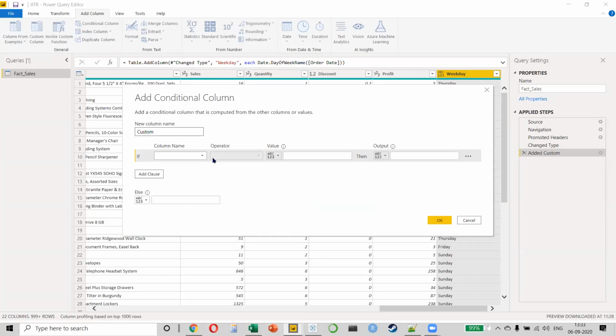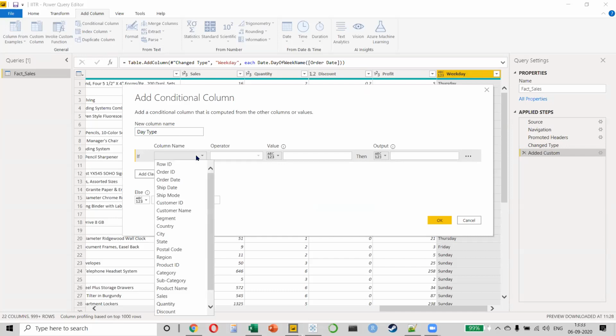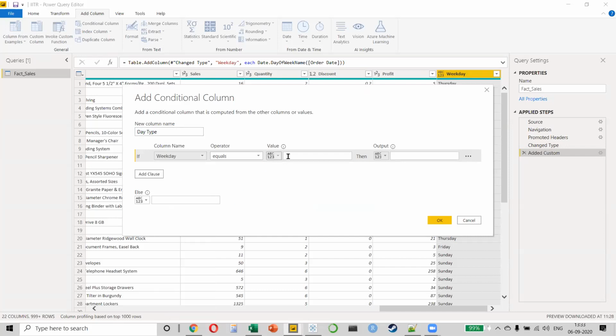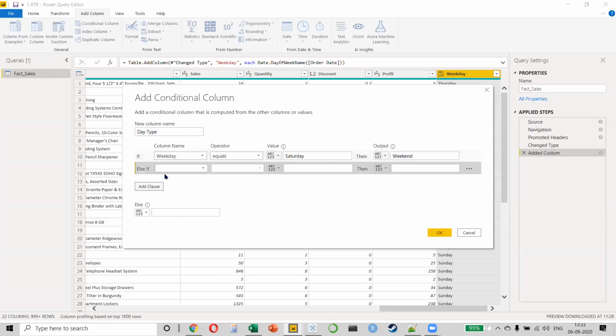It is like an if statement. So I'll say weekday or weekend. Or let's just call this day type. If my weekday is equal to Saturday, then the output should be weekend. Else if my weekday is equal to Sunday, then the output should again be weekend. Else the output should be weekday.